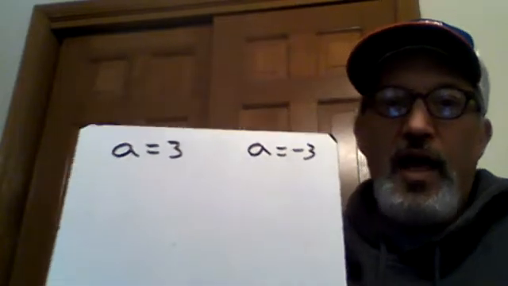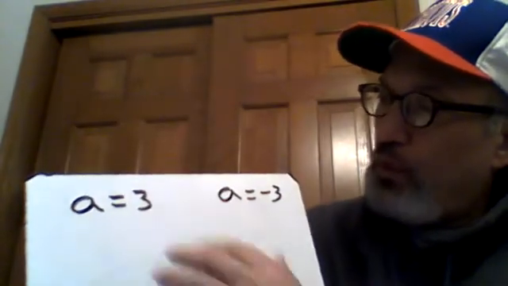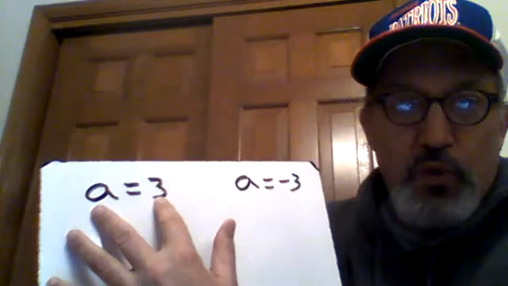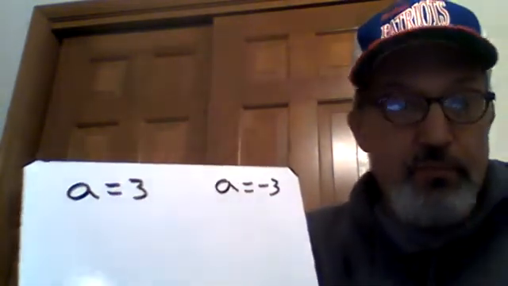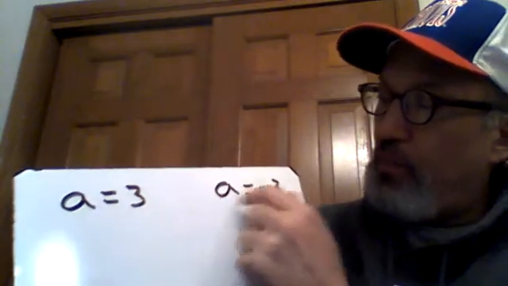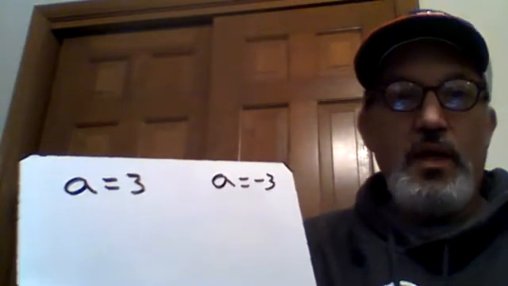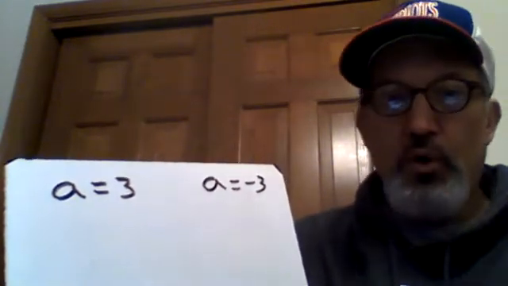So now let's see what happens when we consider two situations, one where the number A, we're going to say that it's 3. And then we're going to say that the number A is negative 3. And what I'm going to do in each case is put a minus sign in front of the A.